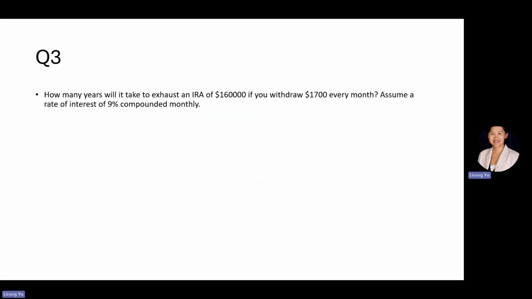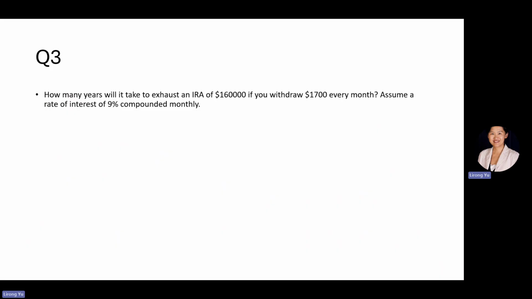Question number 3: how many years will it take to exhaust an IRA of 160,000 if you withdraw 1,700 every month? Assume the rate of interest is 9% compounded monthly. Now, your interest rate, no matter how you calculate it, should be converted to whatever frequency is in the cash flow. In this question, we're withdrawing 1,700 every month, so we need the monthly interest rate. You're going to take the 9% divided by 12. That's your monthly interest rate because it says compounded monthly. That means the 9% is actually a nominal interest rate.